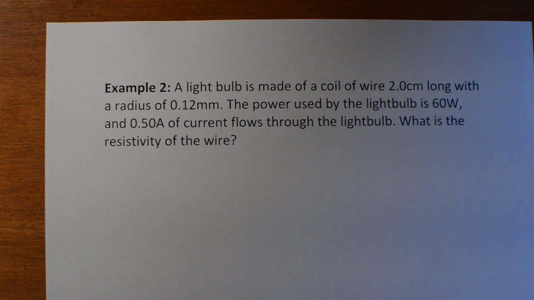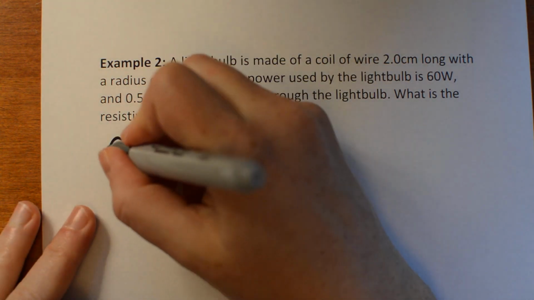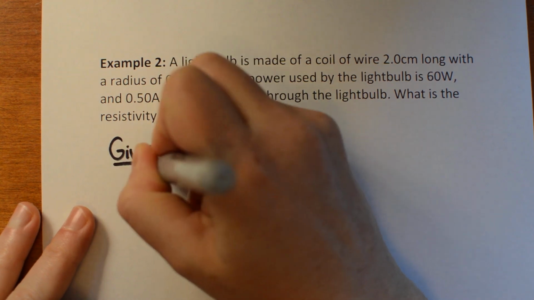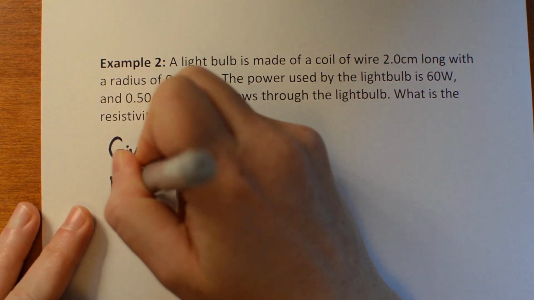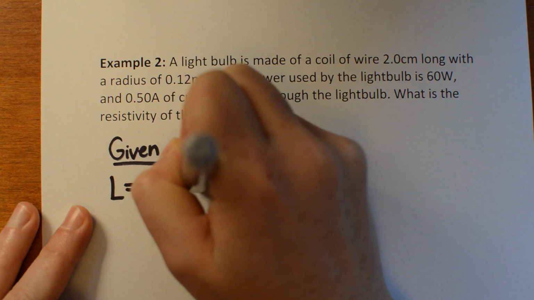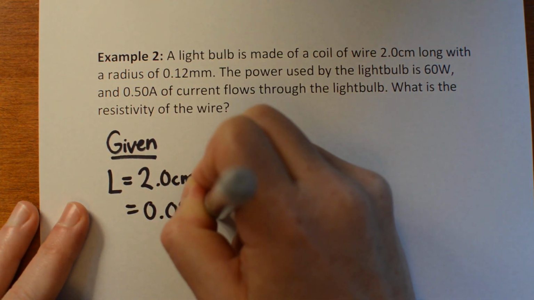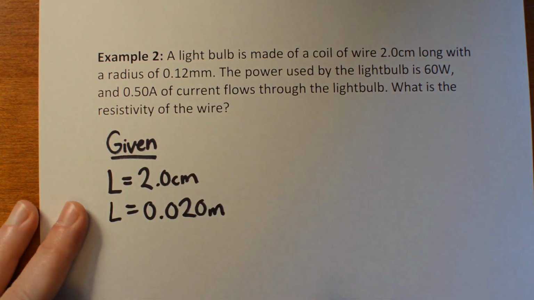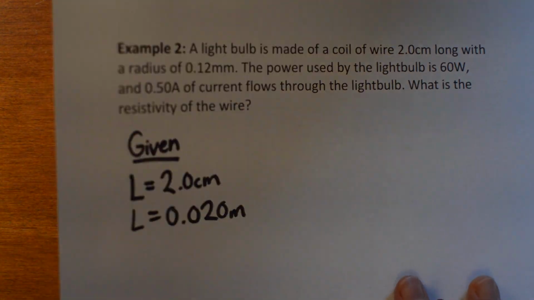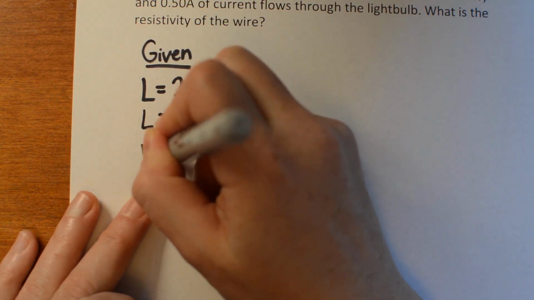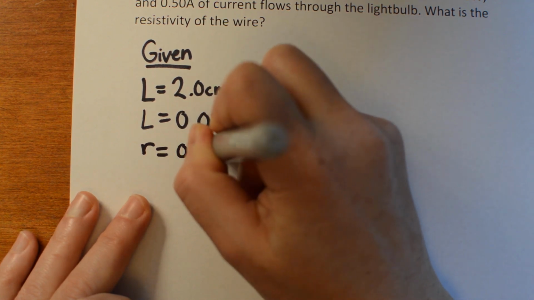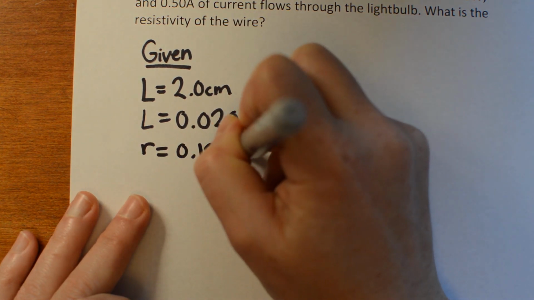All right, a little bit of a more involved example. Let's say you have a light bulb that's made of a coil of wire, and that coil of wire has a length of 2 centimeters. So let's write down our givens here. The length is 2 centimeters, and right away I'm going to want to convert that to meters, so 0.02 meters for the length.